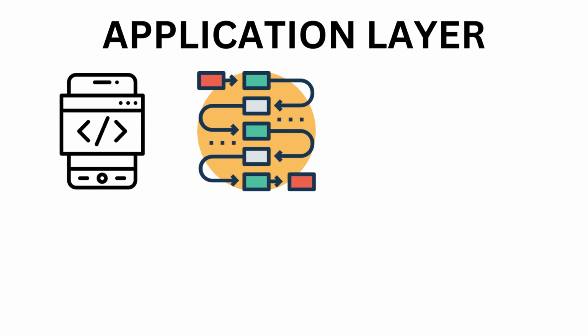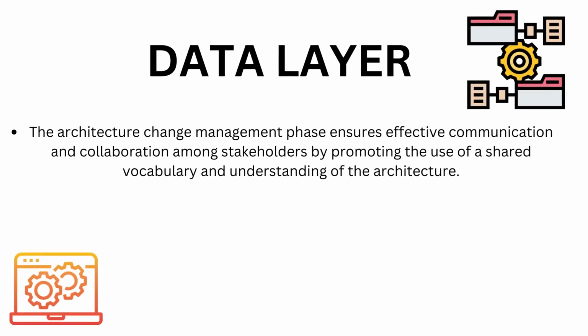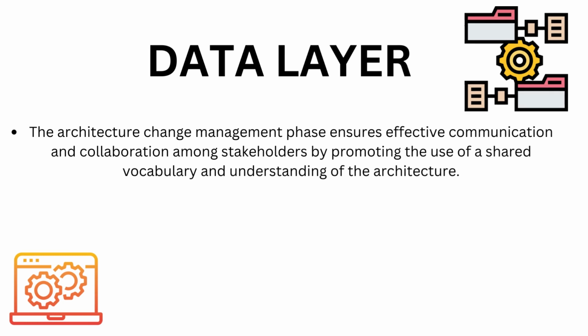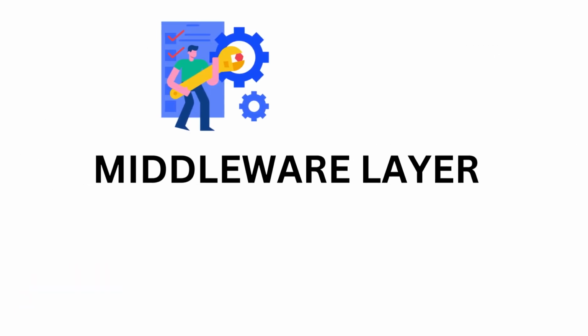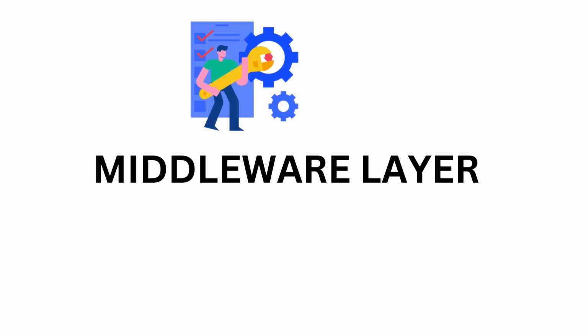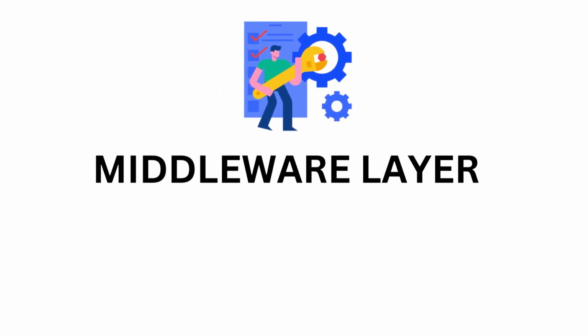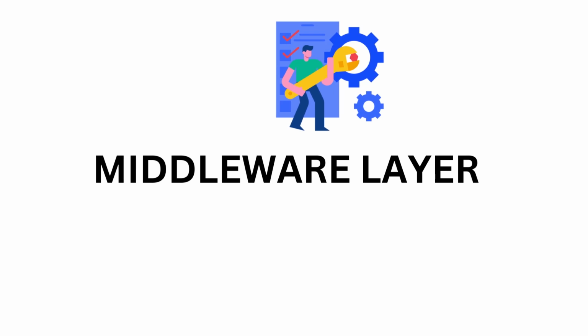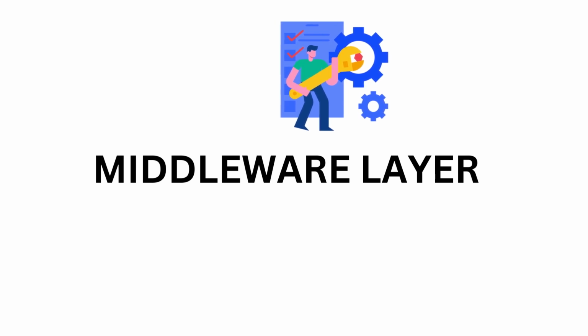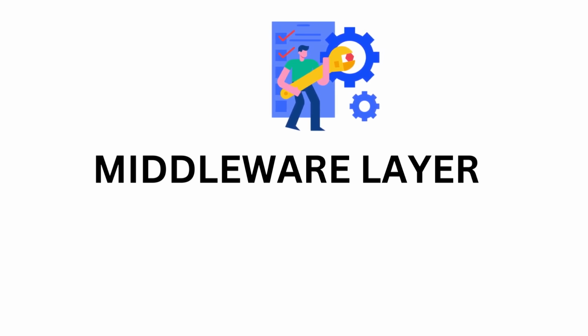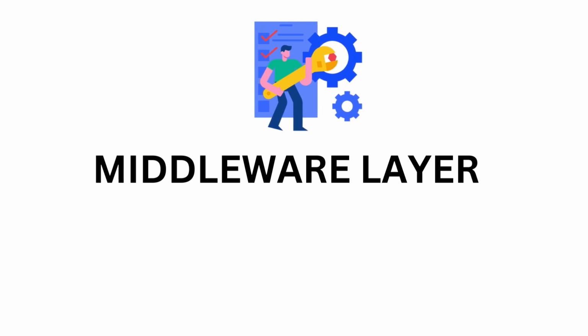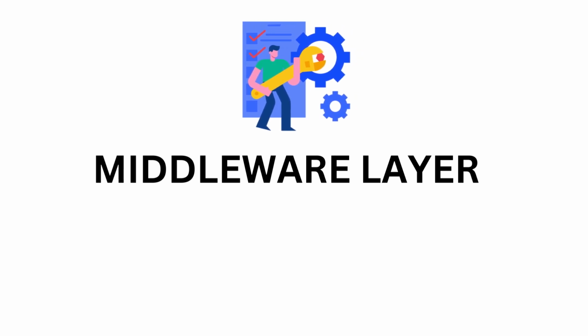Data layer. The data layer includes databases and data storage systems that manage the data utilized by applications. It ensures the availability and reliability of the data required by the organization. Middleware layer. The middleware layer consists of software components that connect programs and facilitate data exchange between them. It plays a vital role in integrating different software systems and enabling seamless communication.